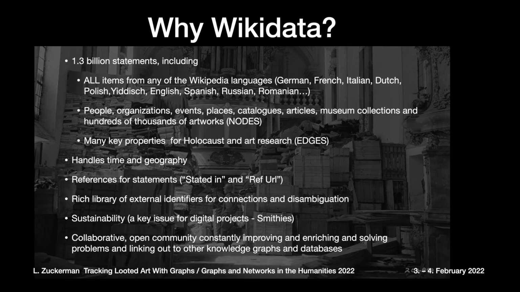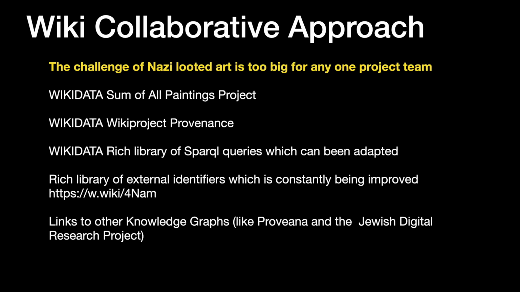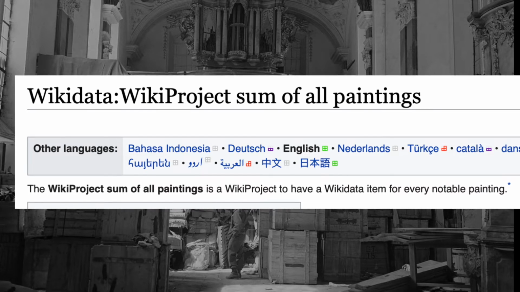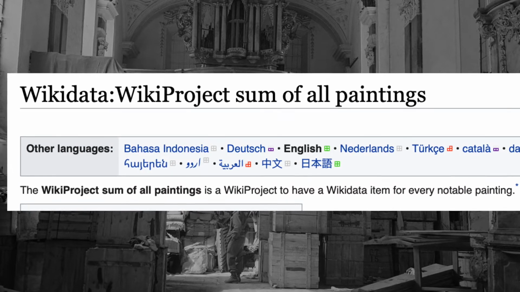And this community is constantly improving and enriching and solving problems and linking out to other knowledge graphs and other databases. The fact is that the challenge of Nazi looted art is simply too big for any one project team. And there are ongoing projects in Wikidata which are helpful.